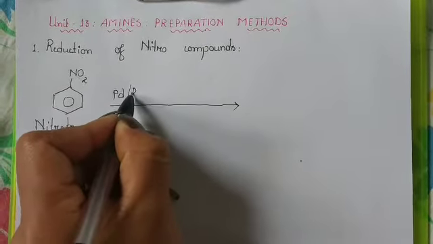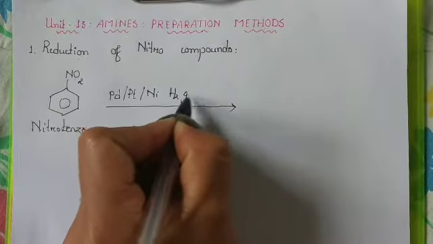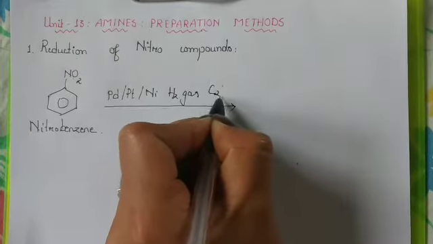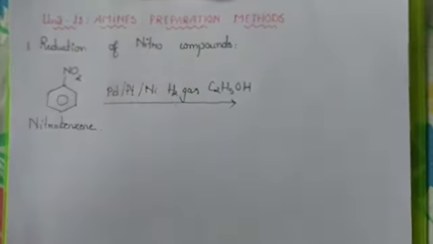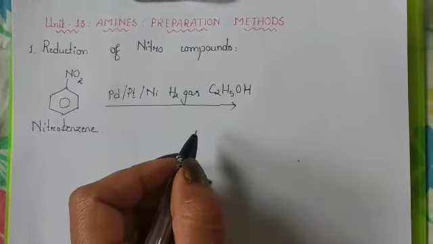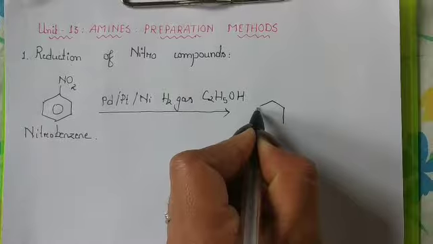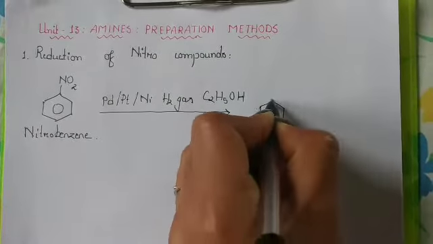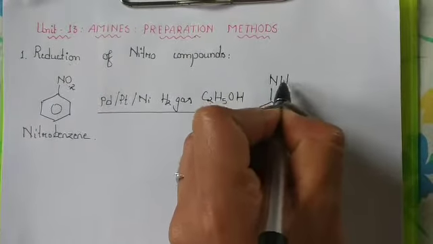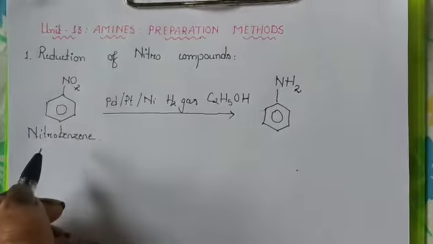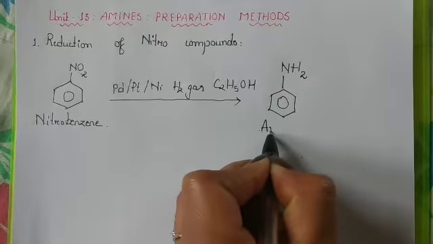palladium, platinum, nickel, hydrogen gas, acidic medium. Ethanol is used as the solvent, and it is a very good reducing agent, and therefore we get our amine here. Removal of two oxygen atoms with the addition of hydrogen atoms is known as reduction. Therefore, nitrobenzene gets reduced to aniline.